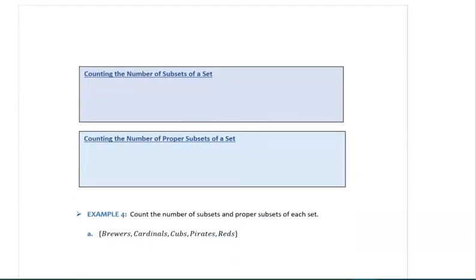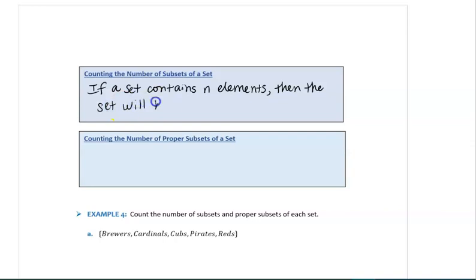Okay, so counting the number of subsets of a set. If a set contains n elements, then the set will have 2 to the n subsets.